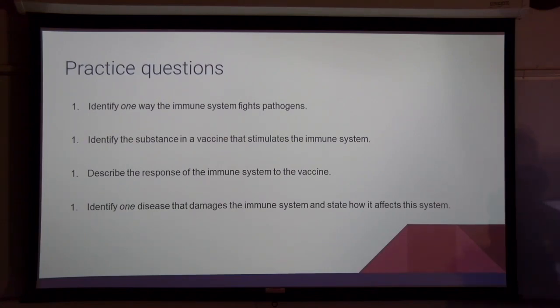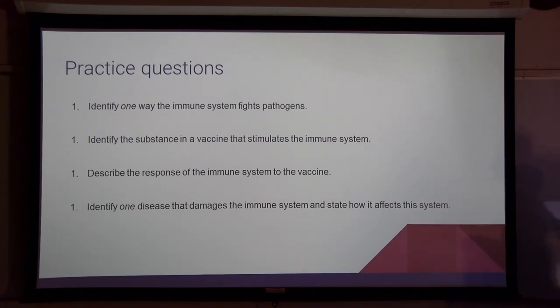All right, so let's walk through these together as we finish up. Identify one way the immune system fights pathogens. What does the immune system produce in order to get rid of pathogens? Antibodies. So you have these questions you can fill in as you go. Identify the substance in a vaccine that stimulates your immune system. What is in a vaccine? All right, so a weakened part of the virus.